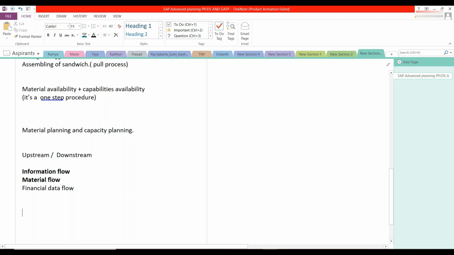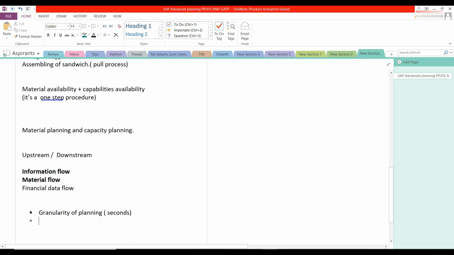So we are trying to see the different reasons that make a client inclined to use PPDS. The first one we already discussed was that it can do both material and capacity planning simultaneously. Then we also spoke about the granularity of the planning, which goes down to seconds.